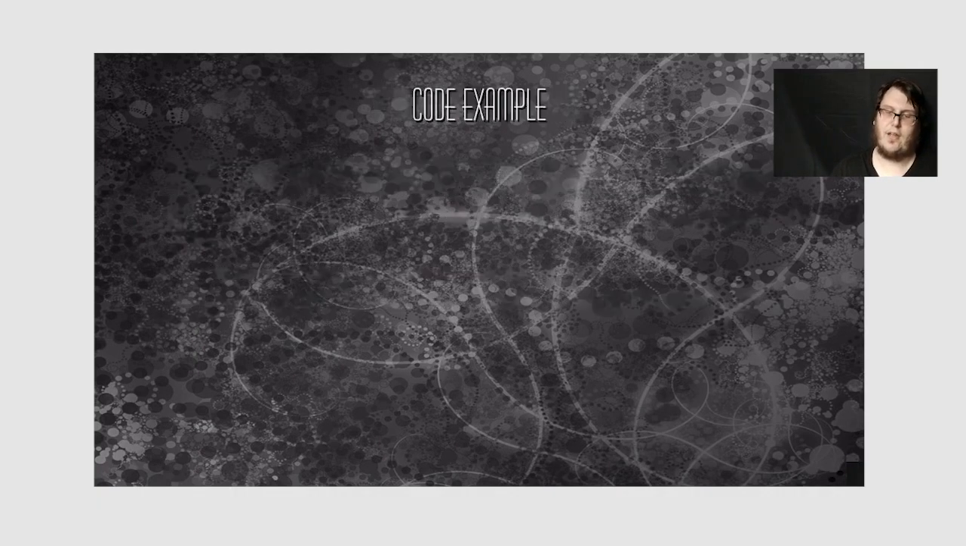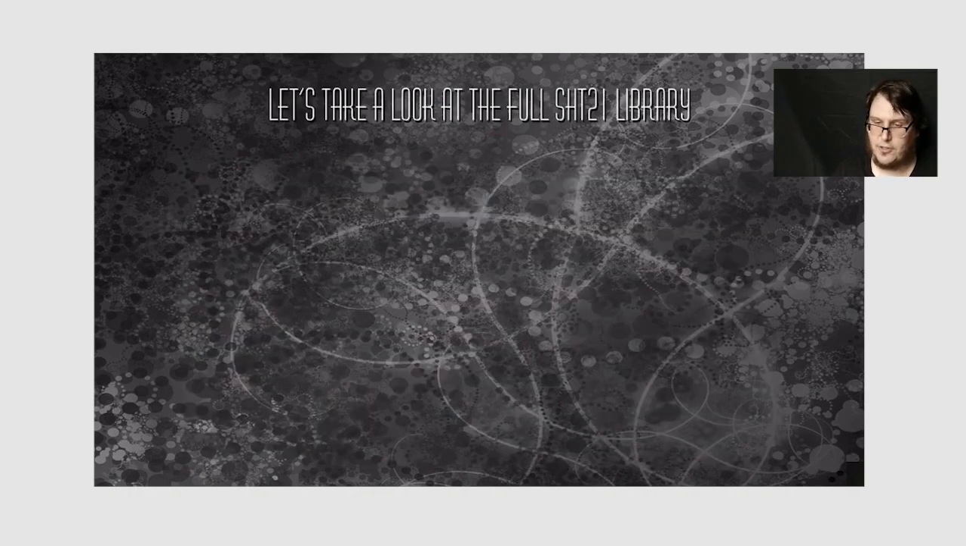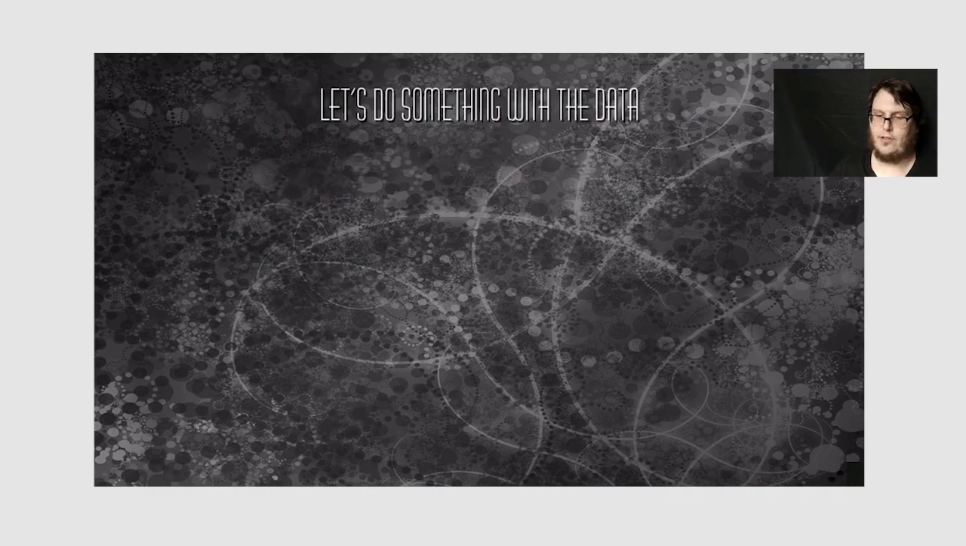We already sort of went over this. The code example for getting the temperature is the same. The only difference is the formula for calculating the temperature. We already sort of looked at the full SHT21 library, so we can skip over that.